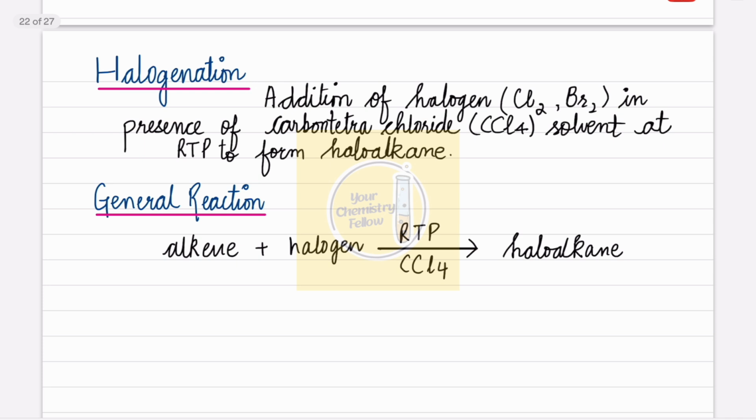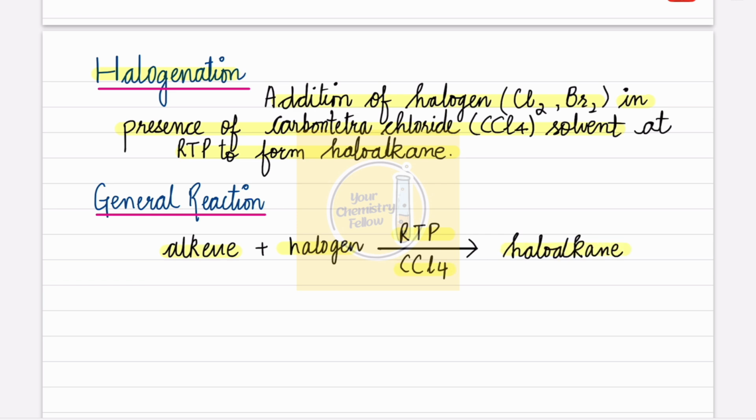Now is the halogenation of alkenes. It is the addition of a halogen molecule like chlorine or bromine in the presence of carbon tetrachloride as a solvent at room temperature and pressure to form haloalkane. The general reaction is alkene plus halogen, they react at room temperature and pressure in the presence of carbon tetrachloride to form haloalkane.